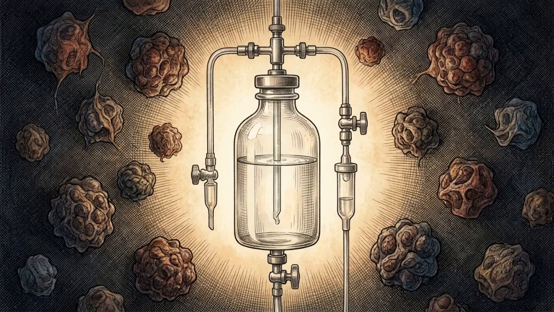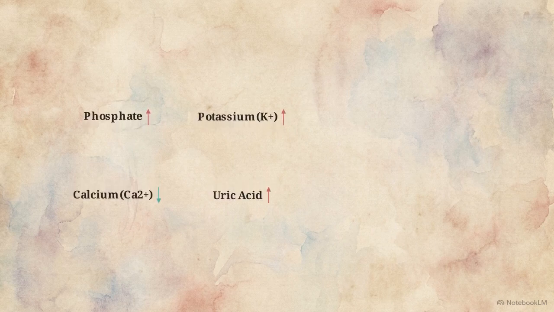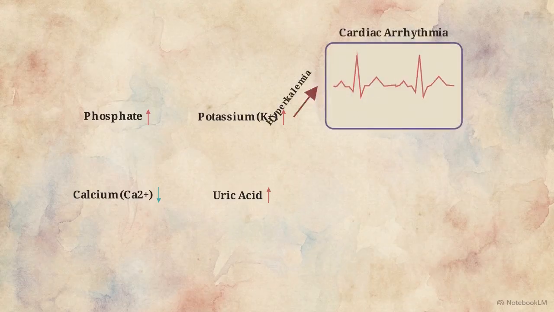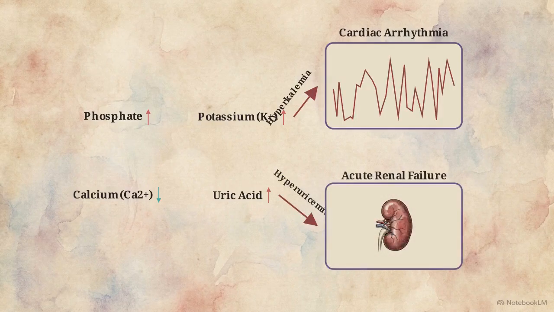This causes tumor lysis syndrome, or TLS. In TLS, massive numbers of malignant cells die simultaneously, rupturing and dumping their contents into the bloodstream. This immediately spikes potassium, phosphate, and uric acid while dropping calcium. This electrolyte dump causes lethal arrhythmias from hyperkalemia and acute renal failure from uric acid crystallization.